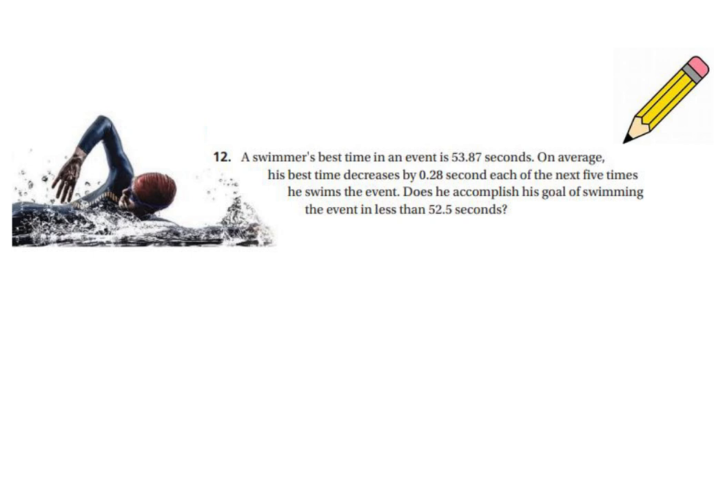Please write this example down in your notes after you've watched. A swimmer's best time in an event is 53.87 seconds. On average, his best time decreases by 0.28 seconds each of the next 5 times he swims the event. Does he accomplish his goal of swimming the event in less than 52.5 seconds?